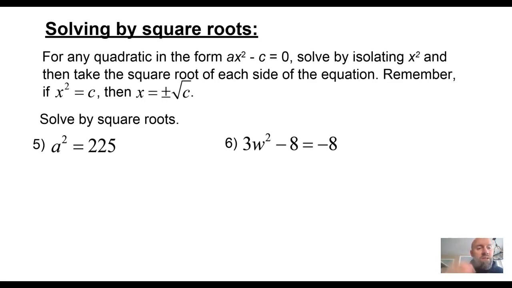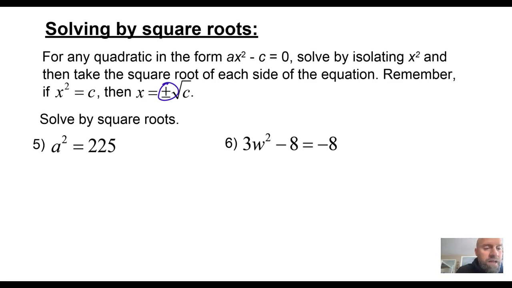So it says solve by taking square roots. For any quadratic in the form of ax squared, plus or minus c, equals 0, solve by isolating x squared and then take the square root of each side of the equation. Remember, if x squared is equal to c, then x is equal to plus or minus the square root of c. If you take the square root on both sides of the equation, you have to say this plus or minus right here. If you don't do that, that's an issue, and you are going to lose half of your points, I guarantee it. So here's what you're going to do.